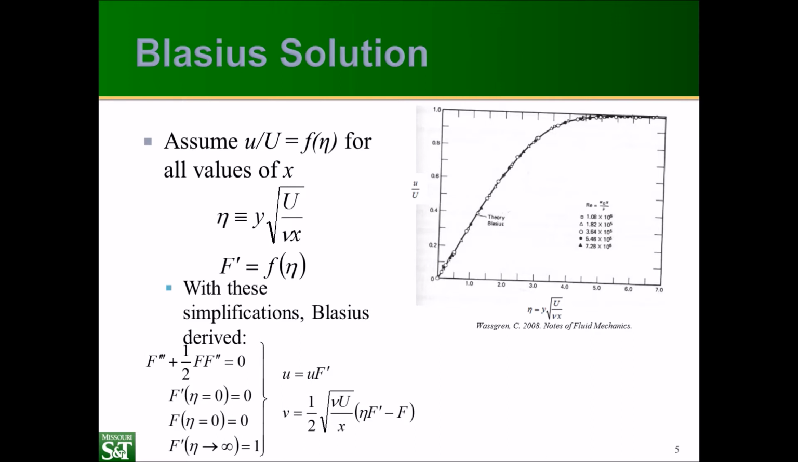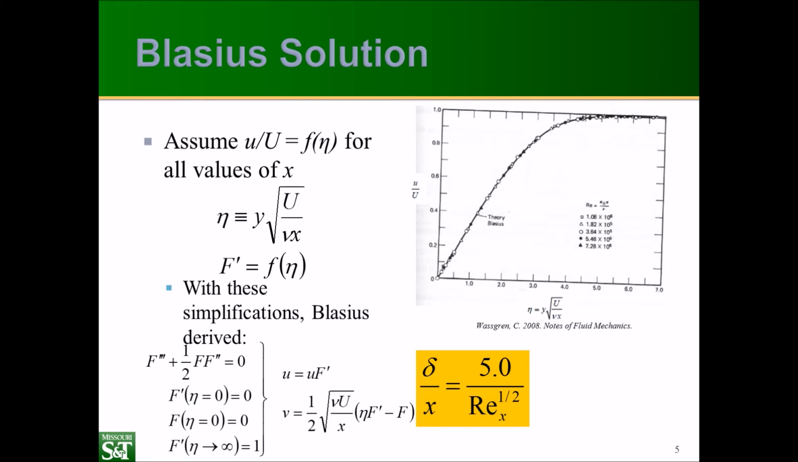There are two important results from this. The first is if you look where the u over U is 0.99, we get that delta over x, which is our boundary layer thickness, is 5.0 over the square root of Reynolds number. So you can see that eta is 5.0 where this ratio is 0.99. And so that gives us a model now for the thickness of a laminar boundary layer.